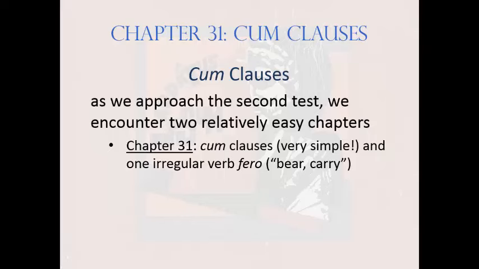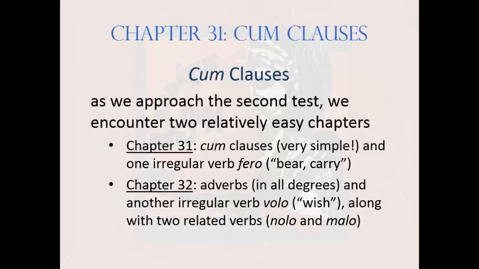In this chapter, we'll address a very simple type of subordinate clause, the cum clause, along with one irregular verb, Fero, meaning bear or carry. In the next chapter, we'll look at adverbs and how they proceed through comparison, which is predictably, more predictably, most predictably. And we'll end this section of the class by lading three more irregular verbs on board your mental barges: volo, nolo, and malo, all meaning wish one way or another.